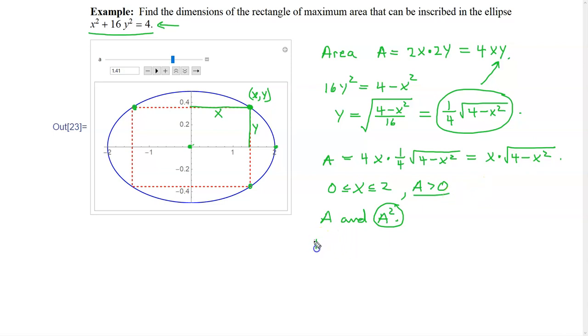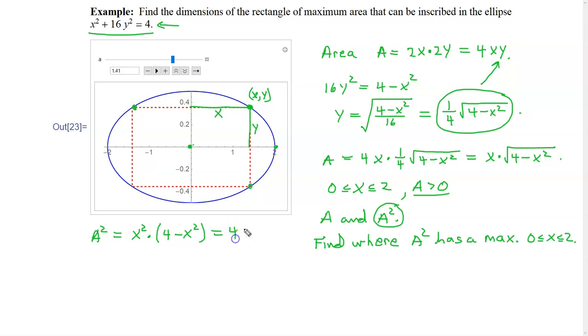So we're going to find where A squared has a maximum over the interval from 0 to 2. So now, differentiating A squared, let's move over here and note that A squared is going to be x squared times 4 minus x squared, and that is just 4x squared minus x to the fourth. And you see, this is going to be a lot easier to differentiate and set equal to 0.